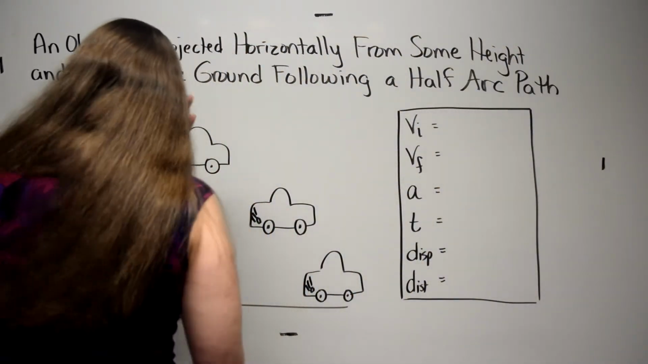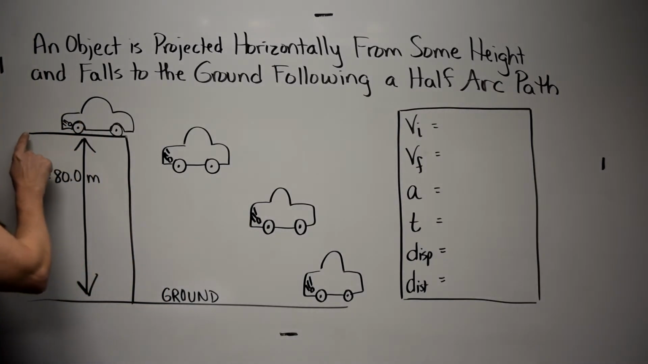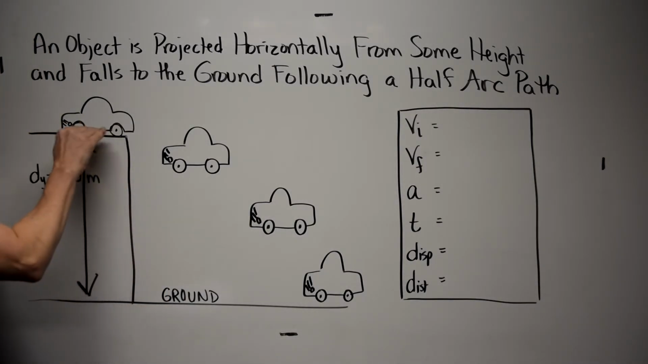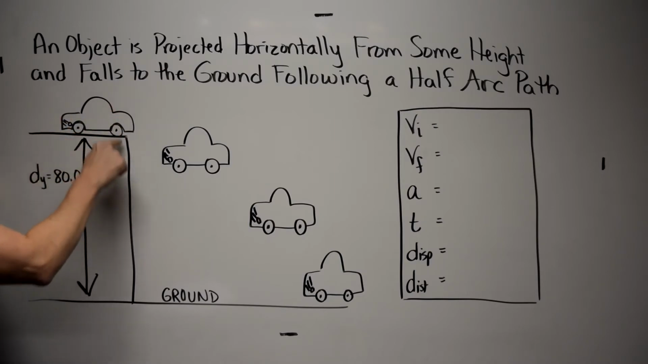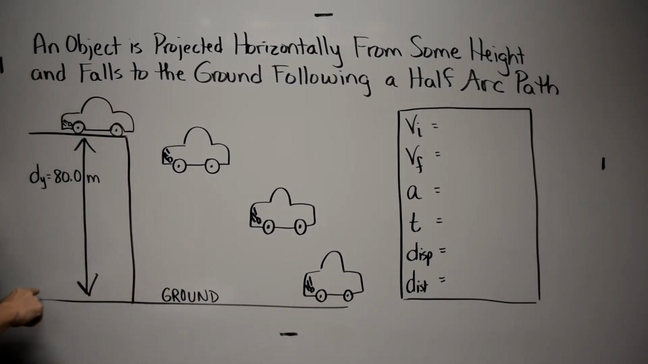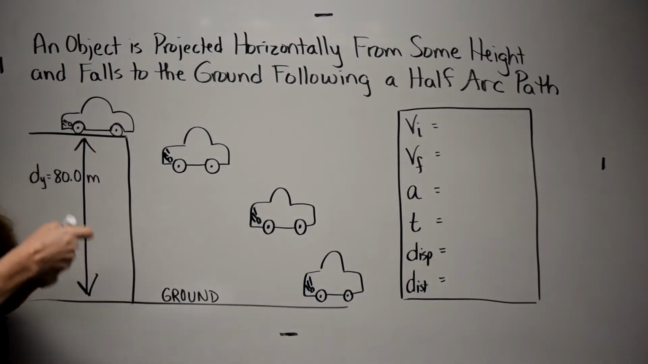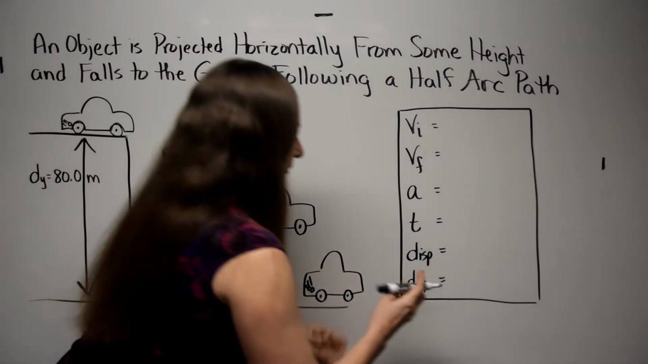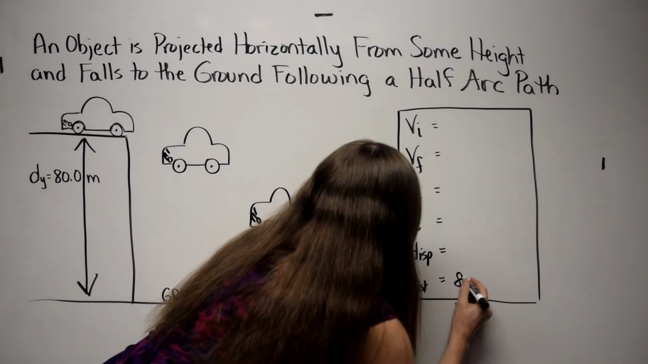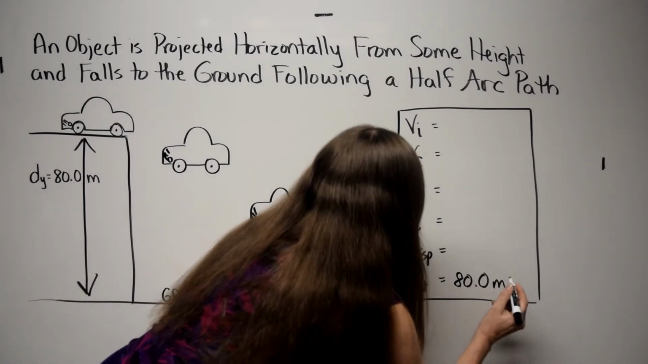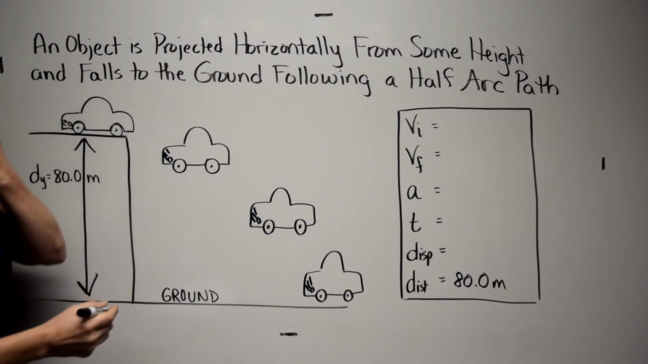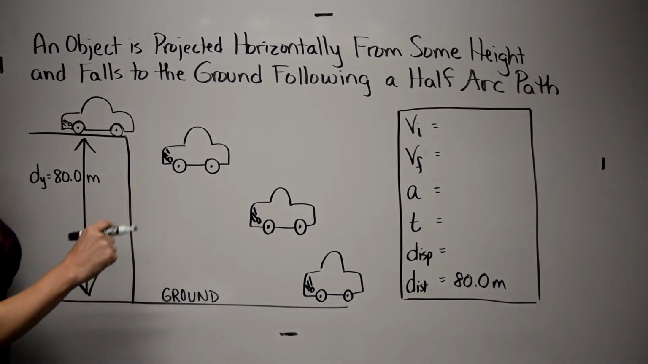So what we have here is a car. We have a cliff, like a high mountain. Here's the ground. The height of the cliff is 80 meters. So actually, we know the distance right now. The height of the cliff is 80 meters. We know the distance, and we know the displacement also. We'll write that down in just a minute.